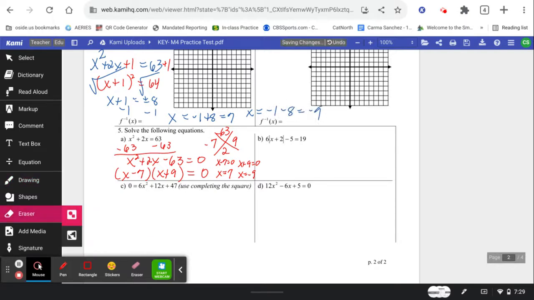Oh, look, I just got the same two answers that I just got with the other method. Which method did you prefer? Just to show you, we can solve these sometimes with multiple methods, and you're going to want to choose the one that you're best at.